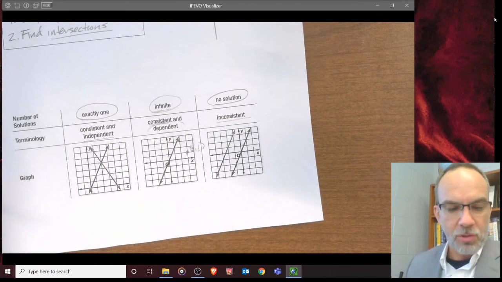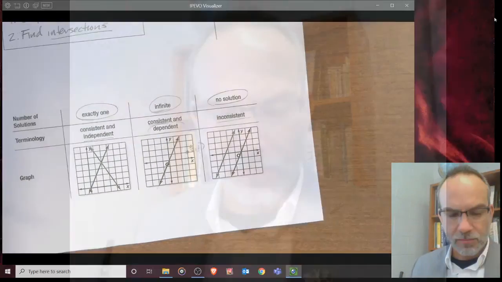All right? So your strategy now, when you are doing solving systems by graphing, is to precisely graph them and then look for the places where they intersect.